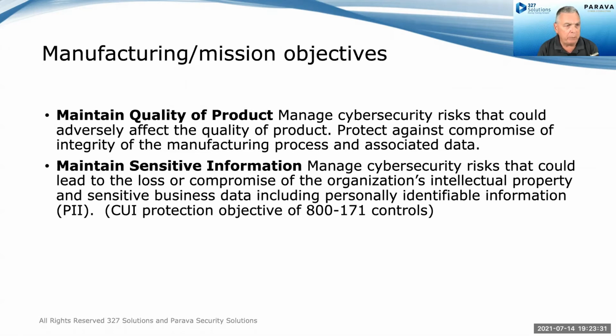And finally, this is very much in line with not only the CUI protection objectives of 800-171 controls, but with many of the privacy laws. We need to maintain sensitive information that might either lead to the loss or compromise of the organization's intellectual property and sensitive business data, which might include personally identifiable information.